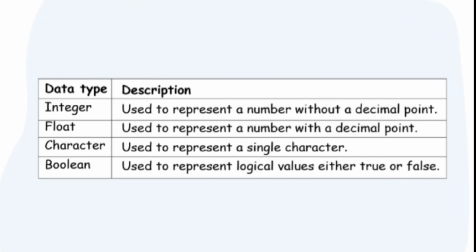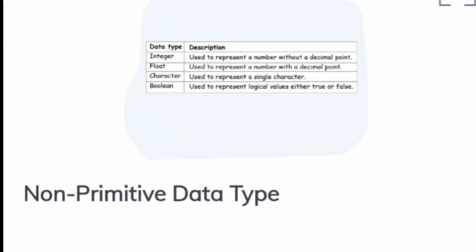Here are the primitive data types. Integer, used to represent a number without a decimal point. Float, used to represent a number with a decimal point. Character, used to represent a single character. And Boolean, used to represent a logical value, either true or false. So this is all about the primitive data types. Now let's talk about non-primitive data types.